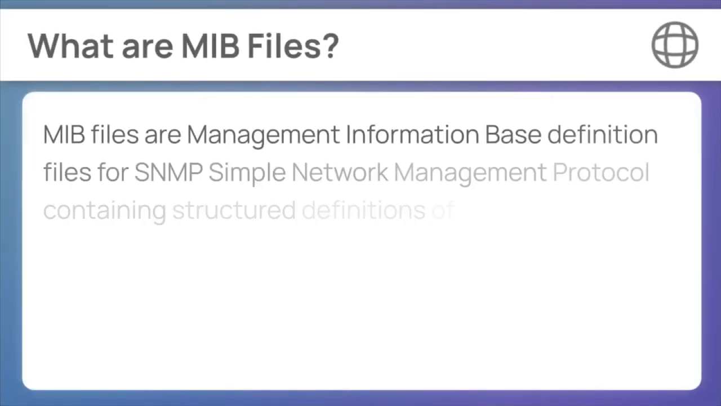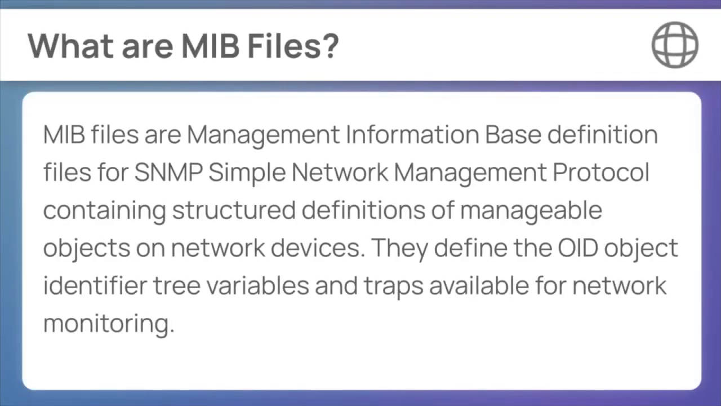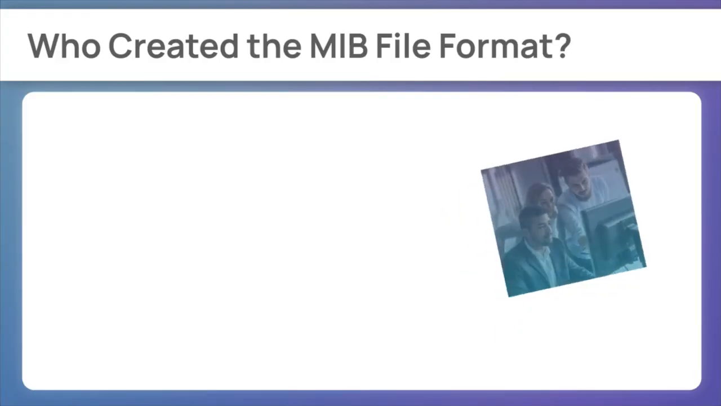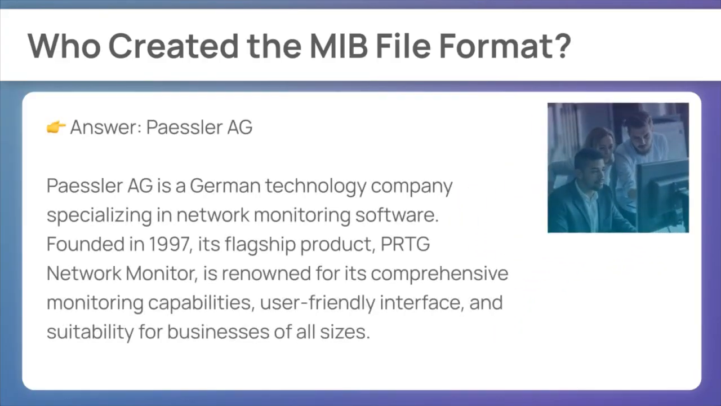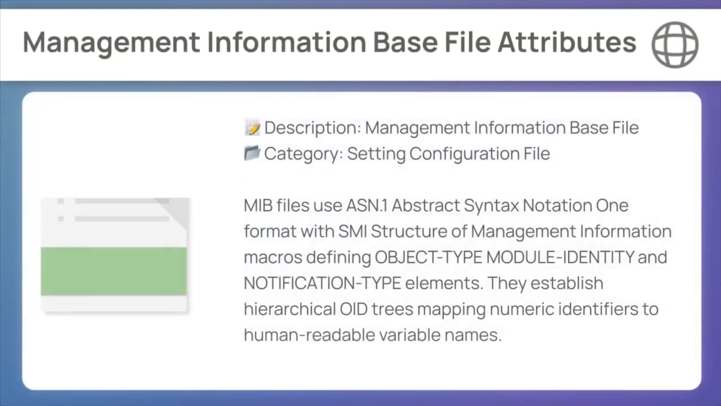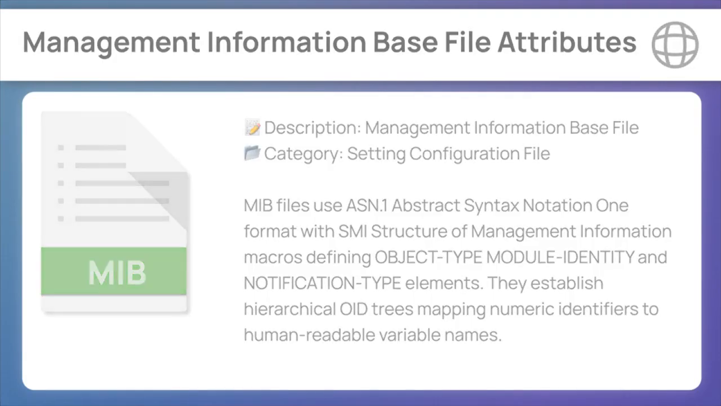MIB files are Management Information Base definition files for SNMP, Simple Network Management Protocol, containing structured definitions of manageable objects on network devices. They define the OID, object identifier, tree variables, and traps available for network monitoring. MIB files use ASN.1, Abstract Syntax Notation One, format with SMI, Structure of Management Information, macros defining object type, module identity, and notification type elements. They establish hierarchical OID trees, mapping numeric identifiers to human-readable variable names.